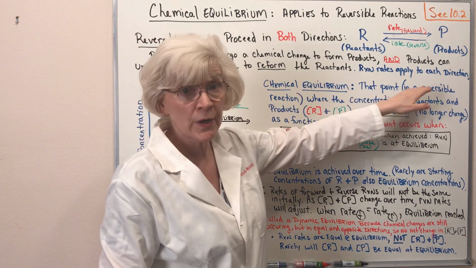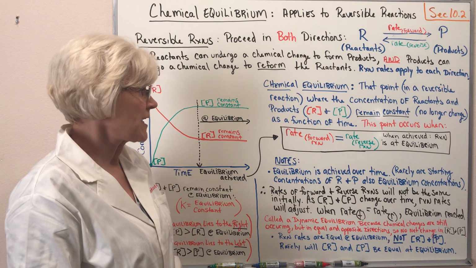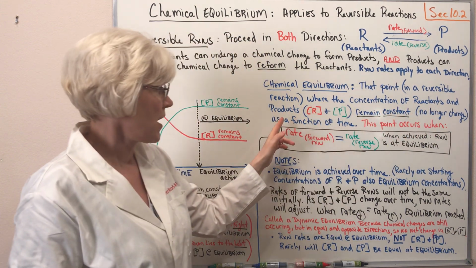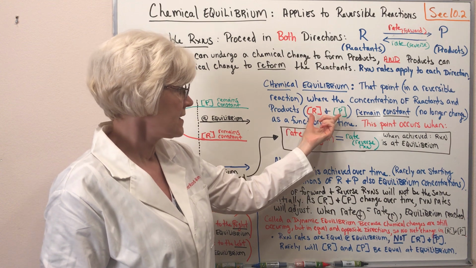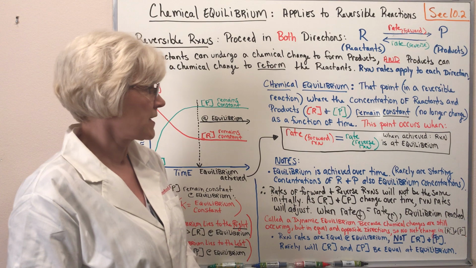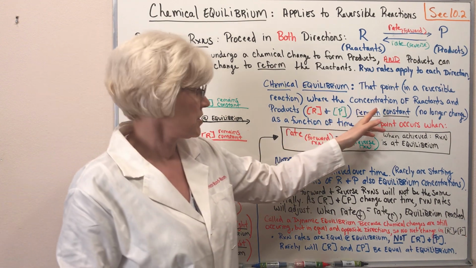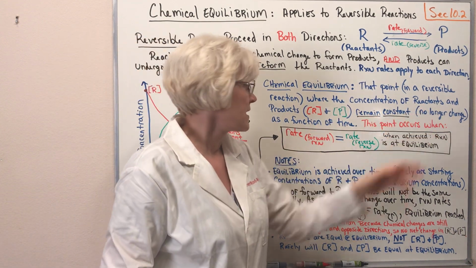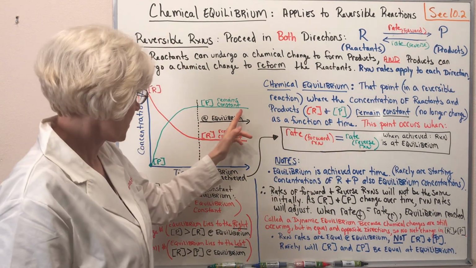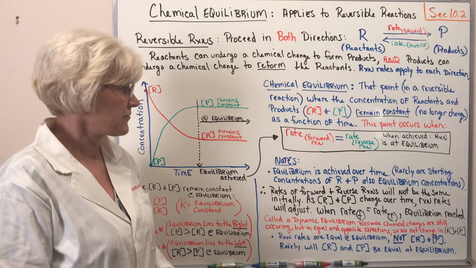It is that point in a reversible reaction where the concentrations of reactants and products, again, these bracketed letters here refer to the concentration of reactant and product, remain constant. They no longer change as a function of time, as we're observing here on the graph.